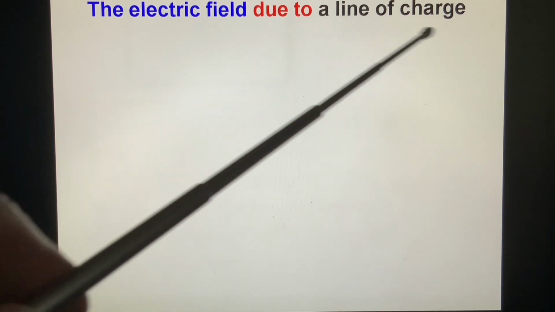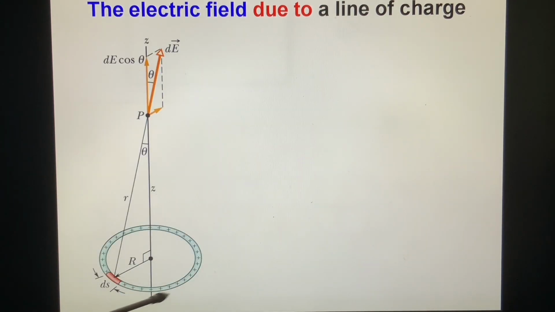Electric field due to a line of charge. Now, here we have a uniformly distributed line, which is a ring with radius R. We are asked to find the electric field at point P, which is on its central axis, distance z from the center of the ring. The radius of this ring is capital R. How do we find the electric field at point P on the central axis? We divide this ring into very small sections, which we call ds. ds carries charge dq.